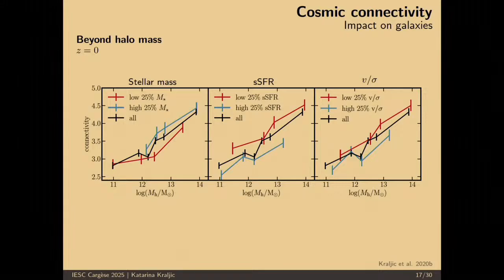And so we clearly see that even at fixed halo mass, there is a clear difference of these properties as a function of connectivity. So galaxies that have higher connectivity tend to have higher stellar mass, lower specific star formation rate, and tend to be more ellipsoidal.